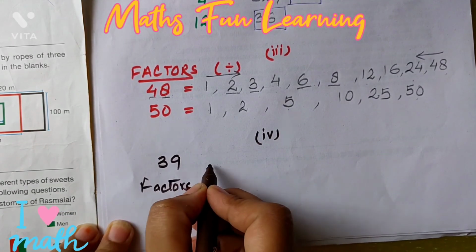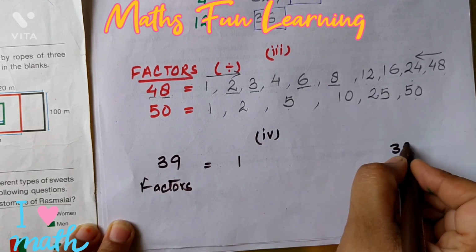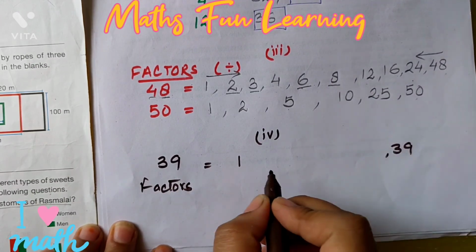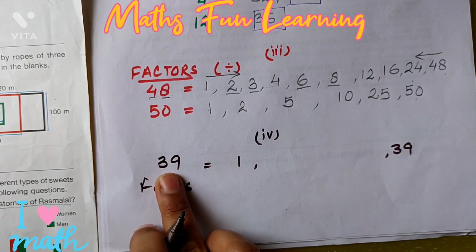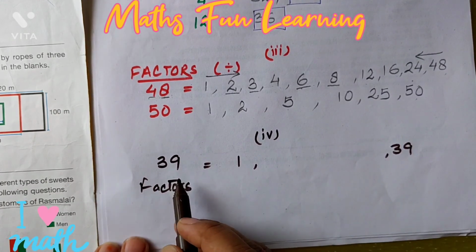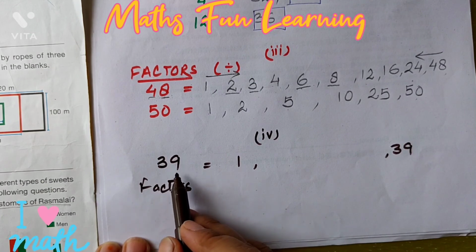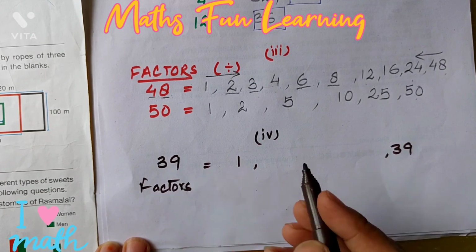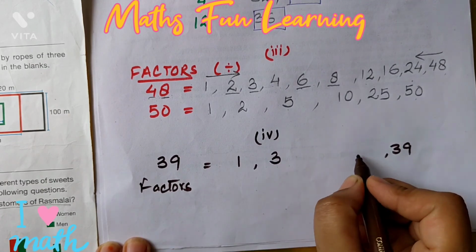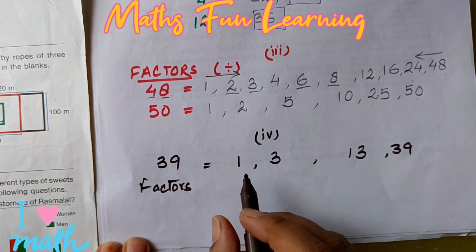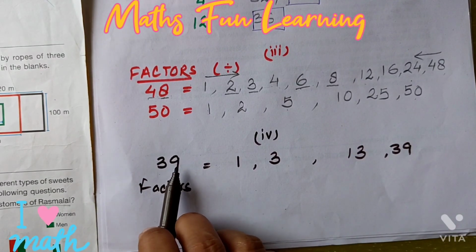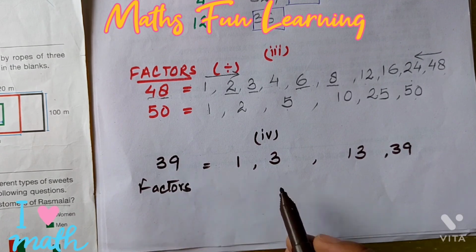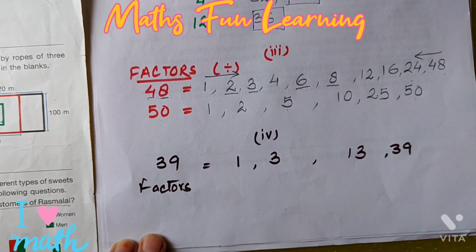of 39. 1: if you divide 39 by 1, you will get 39 as a quotient. 2, no, we cannot divide 39 by 2 because this is an odd number. 3, yes. What is the divisibility rule of 3? 3 plus 9 is 12, and 12 is divisible by 3. So this can be divided by 3. You will get 13. Look here, 3 and 13. In between, you didn't find any number which can divide 39. Now all the factors of 39 are here.